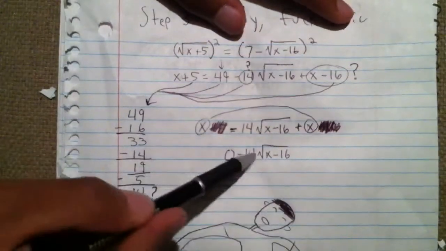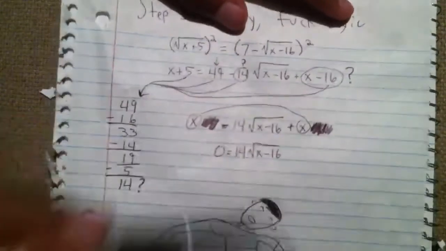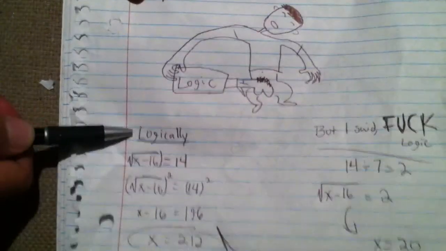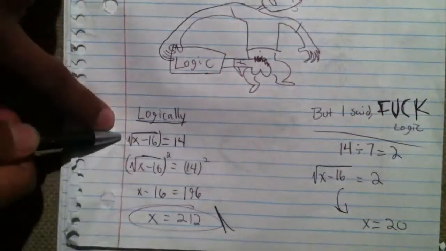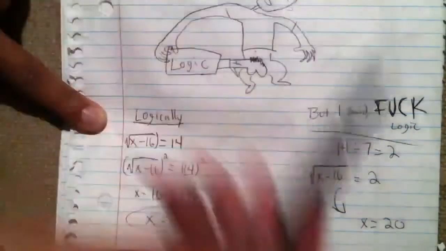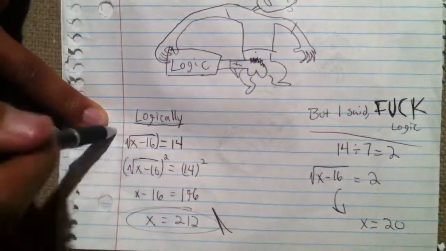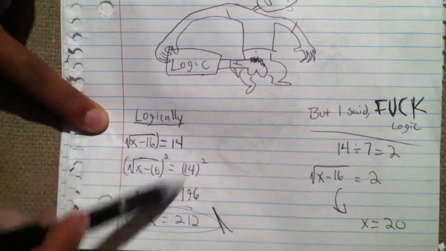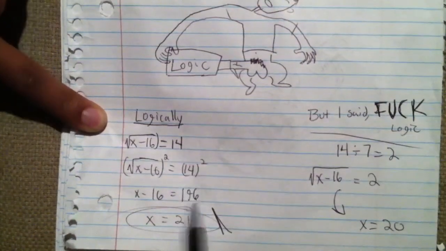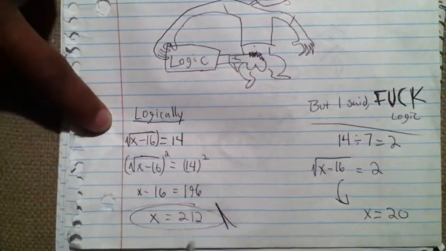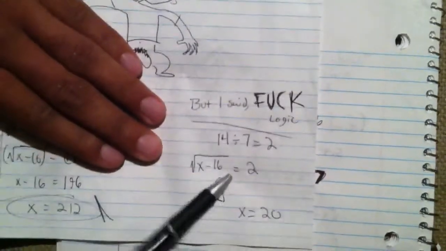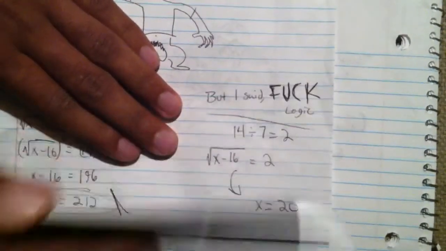0 equals 14 under the radical x minus 16. Okay, so fuck logic, because logically what I would do next is take this shit and do exactly what I did prior, square that shit to get rid of the radical, the square root, and then this is x. But actually, no! I said fuck logic, remember? I said it for a reason, because actually you have to divide by 7.